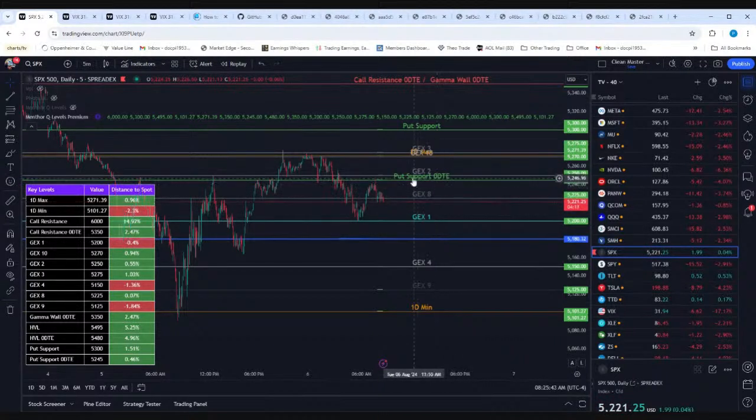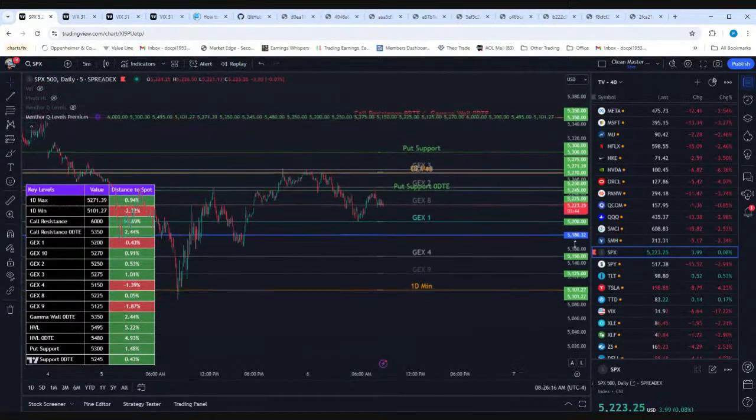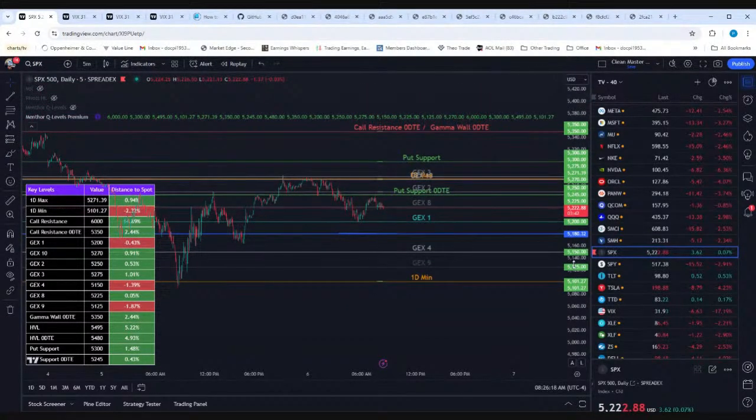And the 0DTE put support level, forget that label. I was talking to Fabio about why it's labeled that way, and it's back end stuff. That's a large put level. So that's the level that we need to get over, or that we should stall at as we approach that level. Then we have this max move at 52.70, and this minimum move. You see the ranges are wide today because volatility is so high.